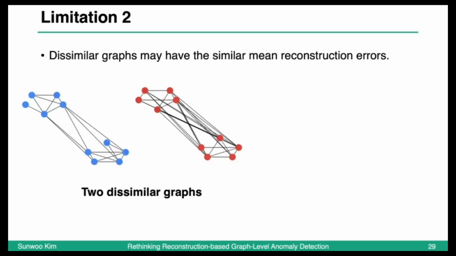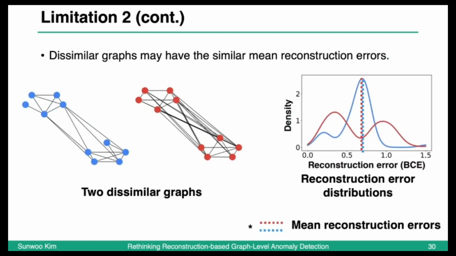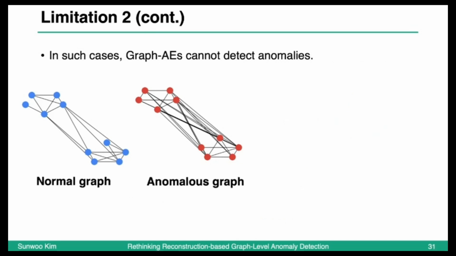We present the second limitation. These similar graphs could have similar mean reconstruction errors. Consider the shown two graphs. Despite their distinct structures, they have similar mean errors as shown in the right-hand side figure. In such cases, again, the Graph-AE-based GLAD methods cannot detect anomalies.